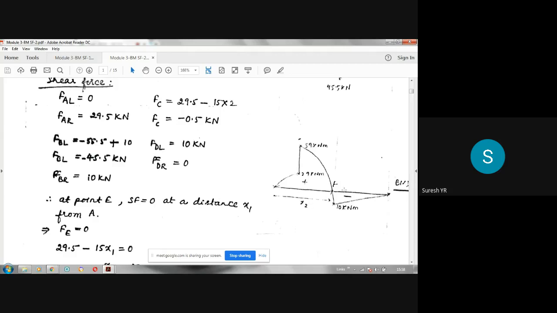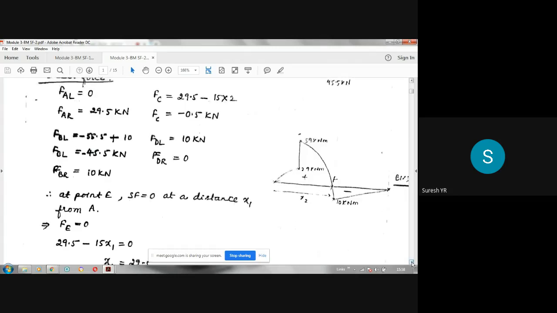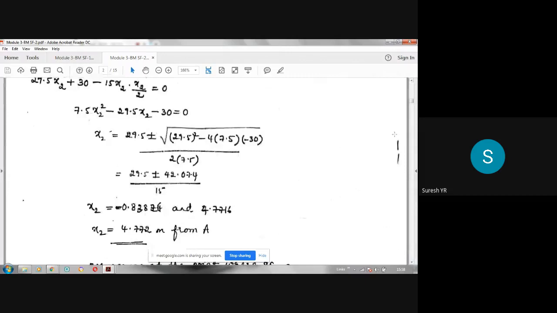So how to find this? I will take the distance as x2. Now what I have to do is write the expression for bending moment at F and equate it to 0. That's all. Simple. I have to take the expression for bending moment at F and equate it to 0. So you will get the unknown x2. So let us see how it is done. See here, it has been done. It is done here.